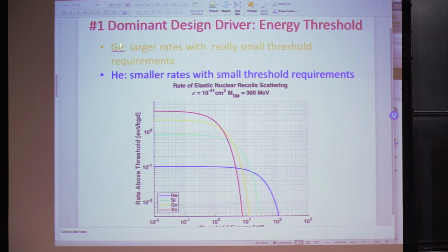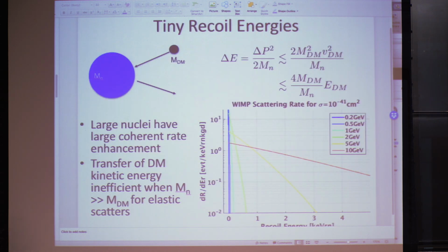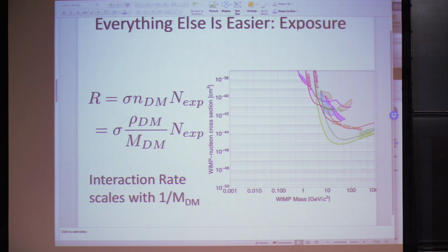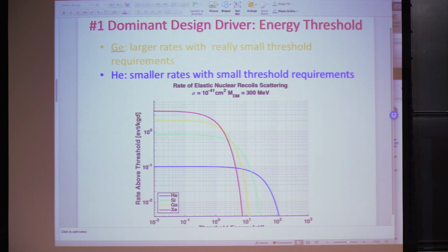And now we can play with 2 different nuclei. So here we have this Mn. The kinematic mismatch: the bigger the nuclei, the bigger the kinematic mismatch. So we can play back and forth with that, and we can say that germanium has a bigger A squared, so a bigger coherent rate enhancement. But the kinematic mismatch is going to be much more vast. So if you have really small threshold requirements, you can have larger rates.